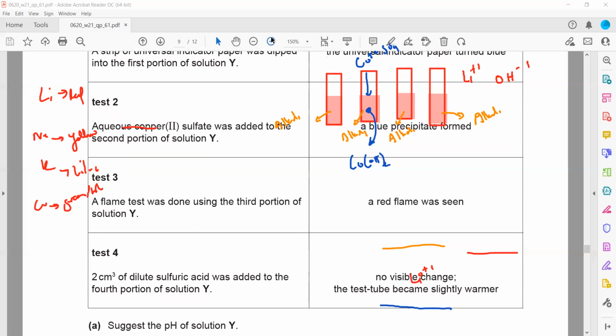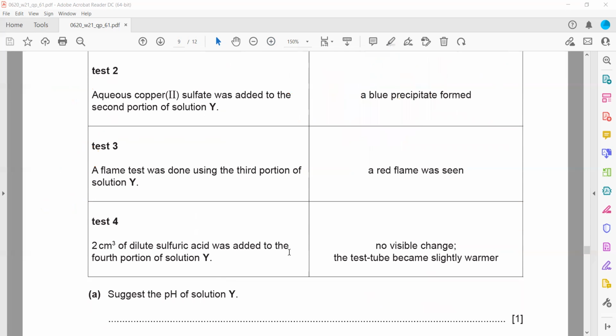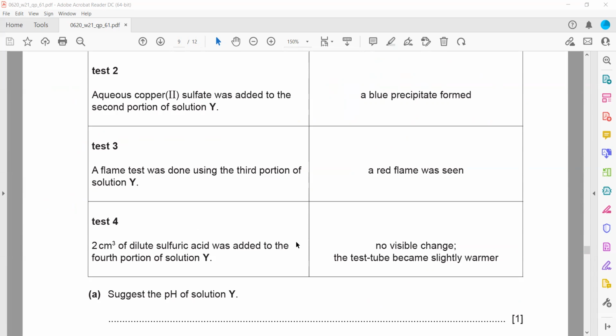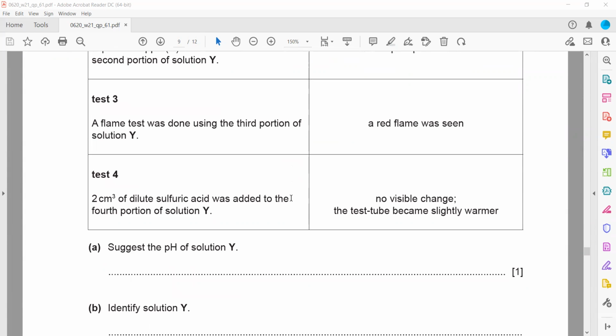In test 4, dilute sulfuric acid was added to the fourth portion. No visible change, and the test tube becomes slightly warmer. We add 2 cm cube of dilute sulfuric acid, H2SO4, and we don't observe any change. Basically, acid and base are reacting with each other. When acid reacts with a base, it forms salt and water, but it forms a soluble salt. That's why we don't observe any change here.